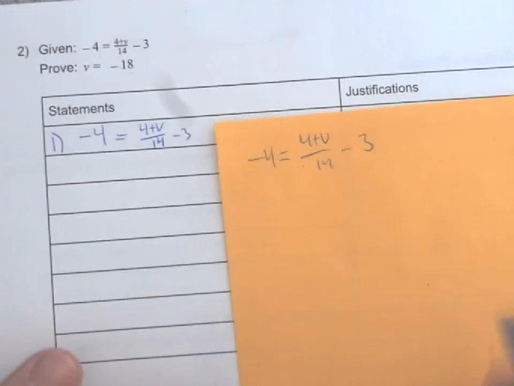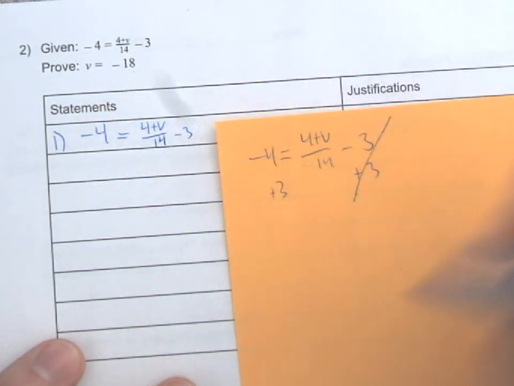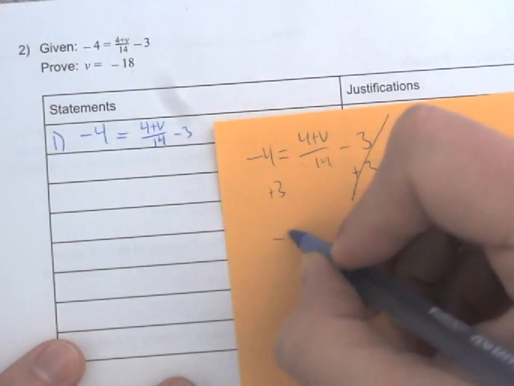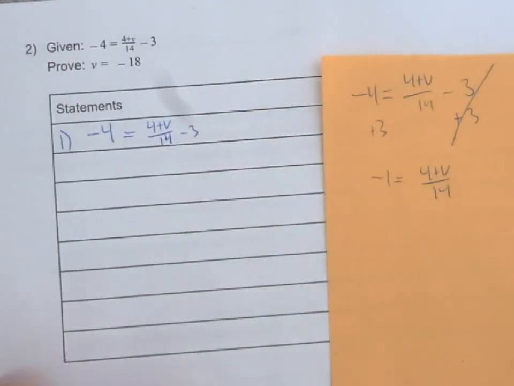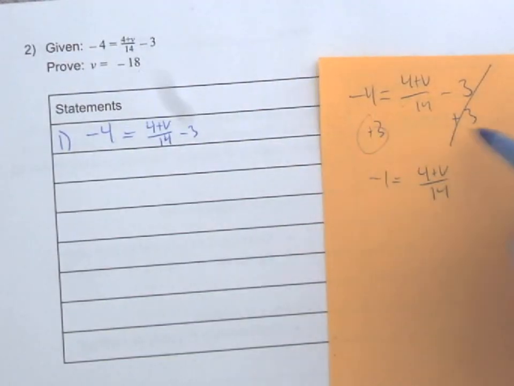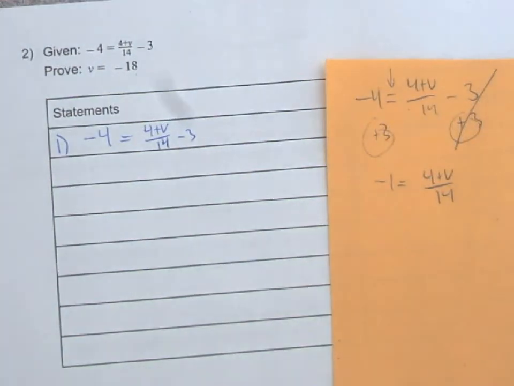So from here, what I would do is add 3 to both sides. So that's going to go away. We're going to get -1 equals 4 plus v over 14. Now that property that we just used here is called the addition property of equality. Remember, when you have an equation and you're trying to keep it balanced, it's probably going to be a property of equality that you're using.